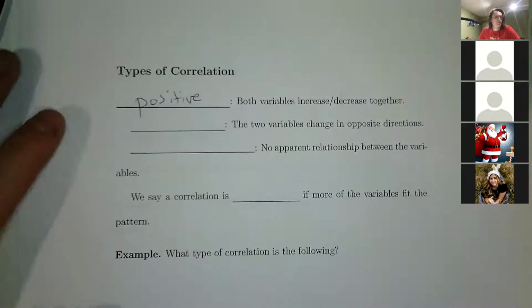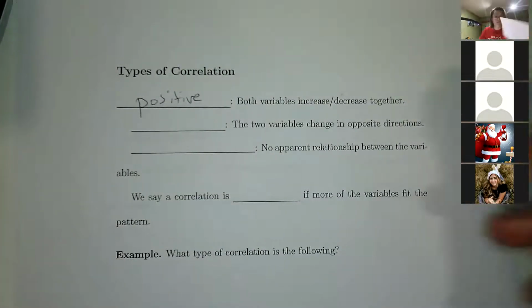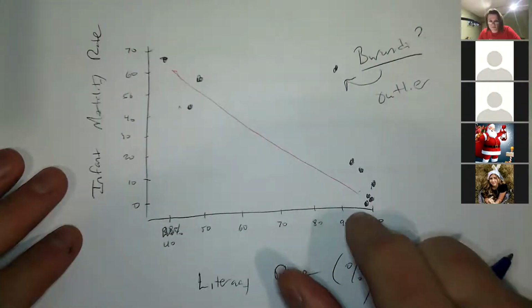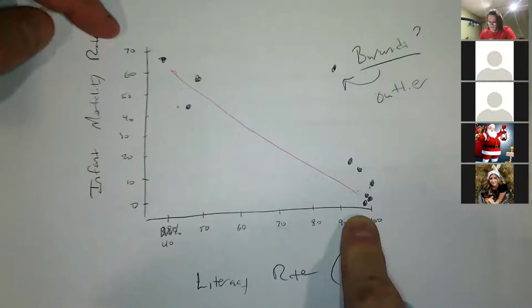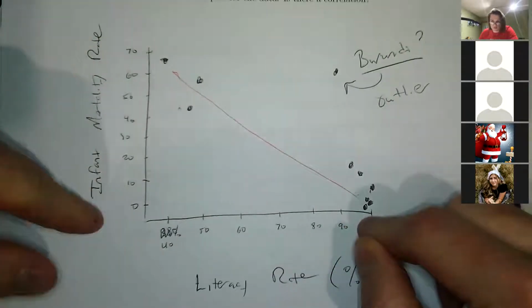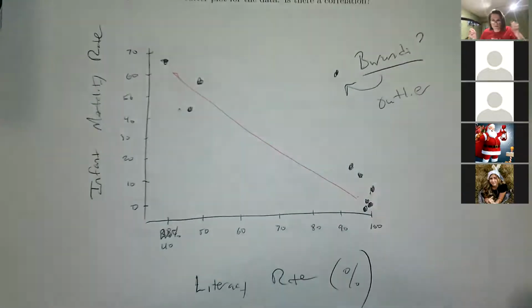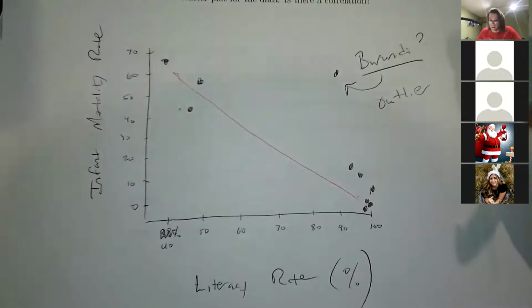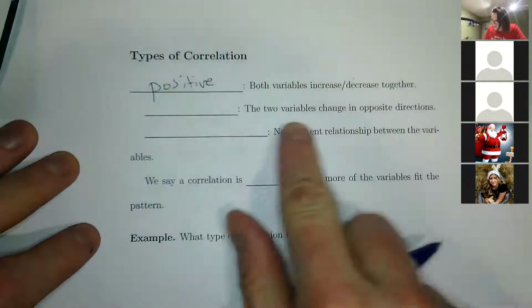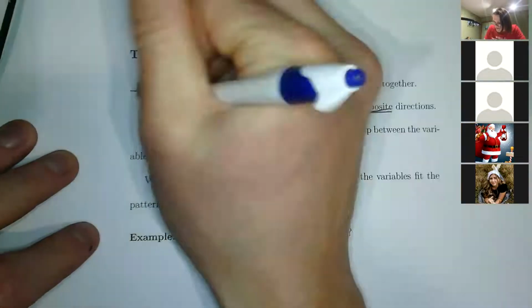All right, so let's see. In this one, as literacy rate increased, infant mortality rate decreased. The countries with the highest literacy rate had the lowest infant mortality rate. So since they're opposites, as one goes up, the other goes down, it's not positive, it's negative. Two variables change in opposite directions.